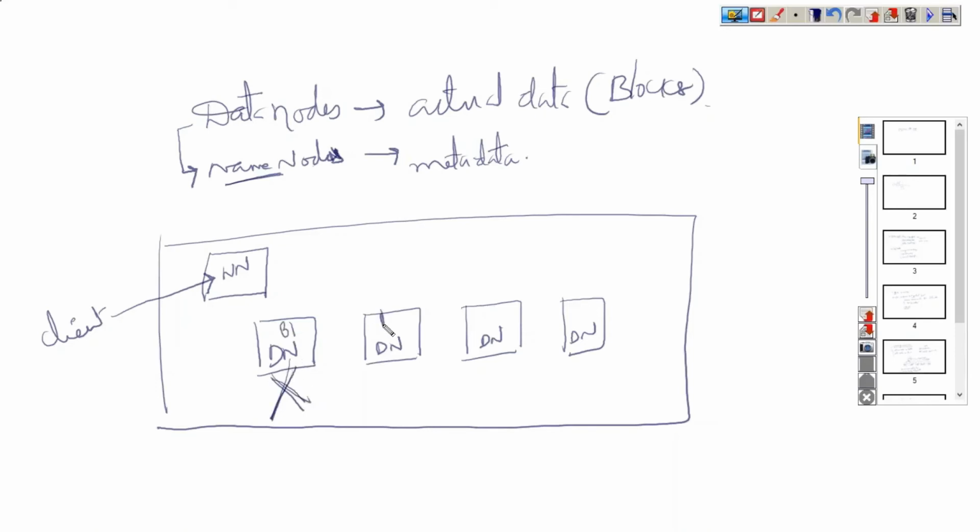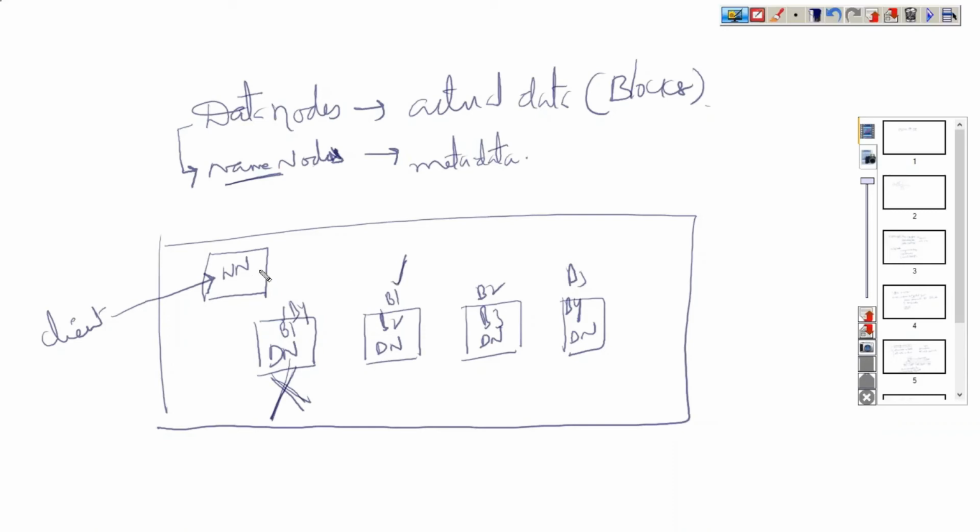Okay, now if one data node is down, how will that failure be handled? Let's say we have 4 blocks: block 1, block 2, block 3, block 4. If this node is down, block 1 is going to be lost. But is there a possibility of overcoming this failure? Yes, we have the concept of replication. So if this node is down, even though we may lose B1, we have another copy of B1 in another node.